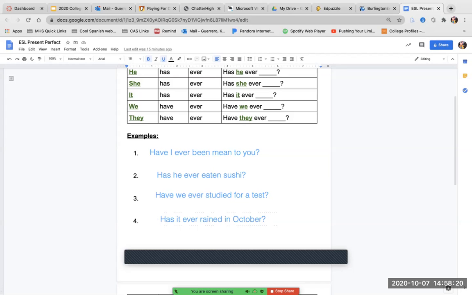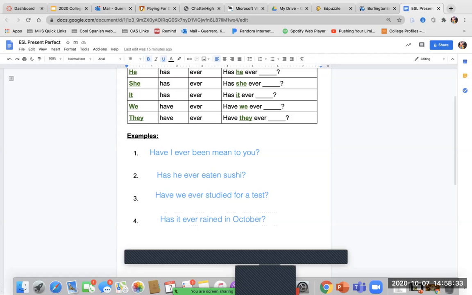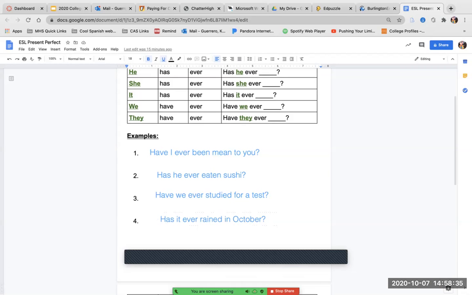So let's read our examples again. Have I ever been mean to you? Has he ever eaten sushi? Have we ever studied for a test? Has it ever rained? The one thing that I want to point out to my students is the following. Right after I say have I ever, I'm using a verb. Has he ever? I'm using a verb. So everything I'm highlighting right now is a verb. The verb here is been. The verb here is eaten. The verb studied, and then the verb rained.